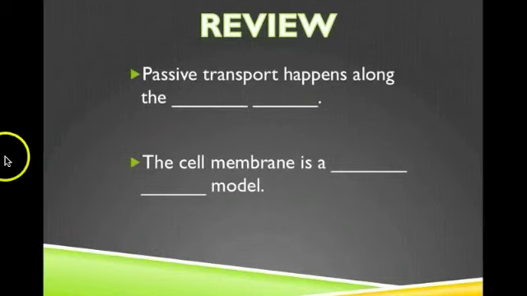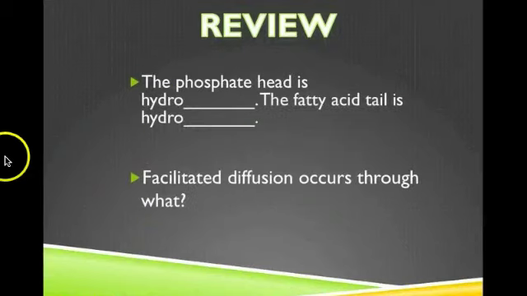And now let's review what we covered today. Okay, so passive transport occurs along the what? That's right, concentration gradient. Now, the cell membrane is what kind of model? Good, fluid mosaic, that is correct. Okay, and who can answer this one? Very good. The phosphate head is hydrophilic and the fatty acid tail is hydrophobic.